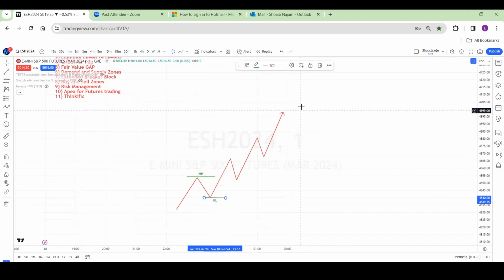Once the price is going in the higher direction, the first word will be higher, the second will be high or low. Higher high, and here higher low. So the price will move like this.